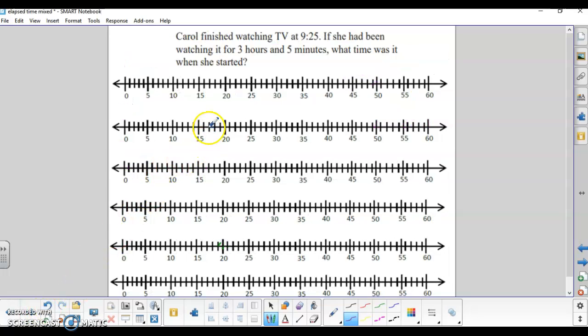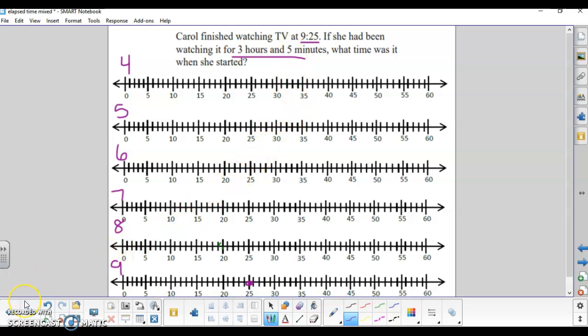Carol finished watching TV at 9:25. If she had been watching for 3 hours and 5 minutes, what time was it when she started? So boys and girls, this gives us an end time. We're going to label our number line at the bottom with 9:25. Finish labeling our number line. 9 o'clock, 8 o'clock, 7 o'clock, 6 o'clock, 5 o'clock, 4 o'clock. So now we have 9:25. We need to go back 3 hours and 5 minutes to figure out what time Carol started watching TV.